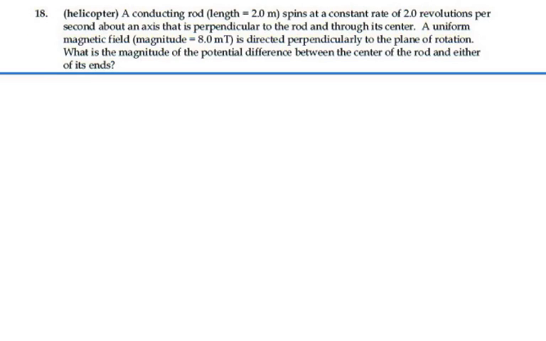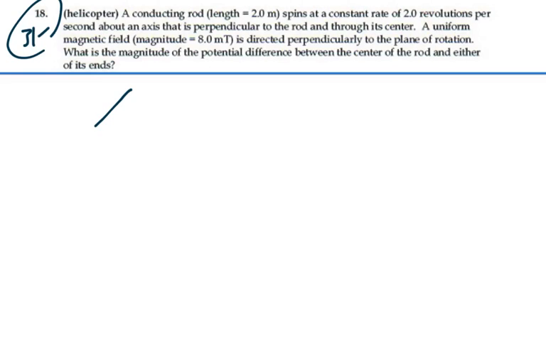Here's problem 3118. A conducting rod of length 2 meters spins at a constant rate of 2 revolutions per second about an axis that is perpendicular to the rod through its center. A uniform magnetic field, magnitude 8 millitesla, is directed perpendicular to the plane of rotation. What is the magnitude of the potential difference between the center of the rod and either of its ends?